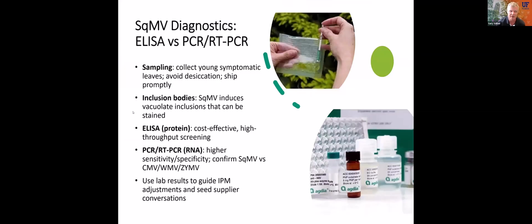Another technique that was commonly used in the past was the use of inclusion bodies. It's kind of a lost art form, but still can be effective, though it doesn't tell you exactly which virus it is. Because of the nature of this virus, and the way it looks very similar to a lot of the other potyviruses that Carrie and Caesar just went through, it's very important to get a good, accurate diagnosis so you can use that to adjust your IPM practices. And also, it might stimulate some seed supplier conversations as well.